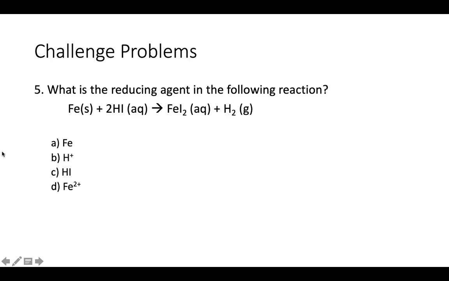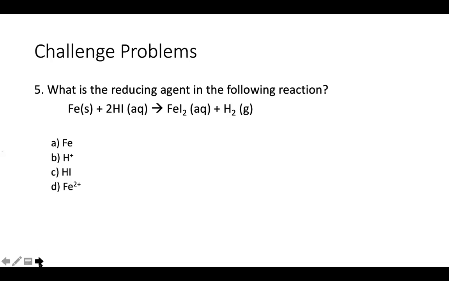Okay. Number 5, again, just a very classic, what is the reducing agent for this reaction? Again, I think all these multiple choice questions represent how redoxes have been asked as multiple choice before.